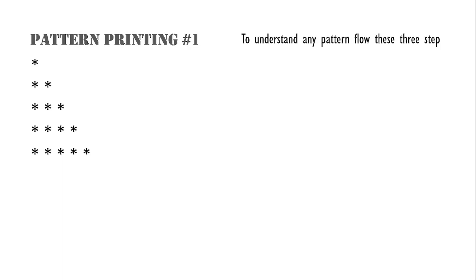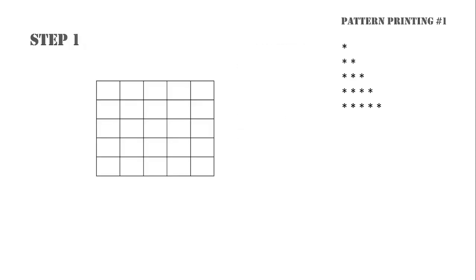To understand any pattern flow, we have to follow these 3 steps. First, draw a table of size m x m, where m is equal to the number of maximum stars. Second, search for the pattern. And the last step is code. Now always remember, on the output screen the cursor always goes left to right and top to bottom.